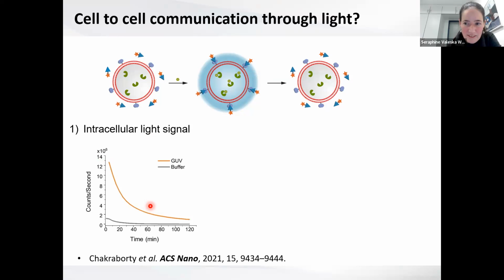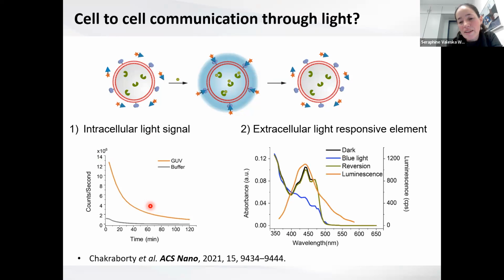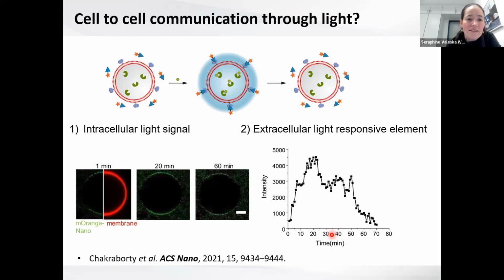How about the light responsive element? Here we looked at the spectrum of our blue light emission from the luminescence, which is shown here in orange. And we saw that it matches very well with the absorption spectrum of our photoswitchable proteins, such as iLID. And so we have here potential light responsive elements with good spectral overlap. And then we asked if such light production within a vesicle could activate these proteins.